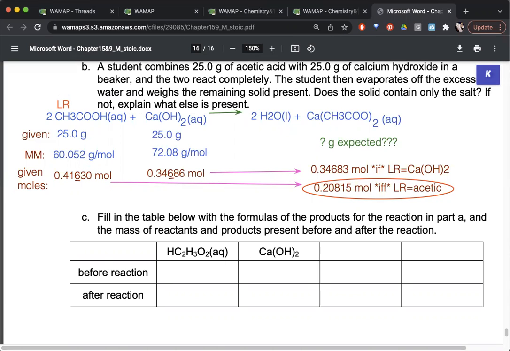Let's go ahead and take it all the way to grams. So now we know which one is limiting. We only need to take this one to grams. Okay, 0.20815 moles. Oh, I didn't even calculate the molar mass. Okay, hold on.